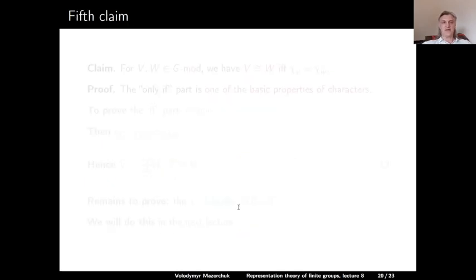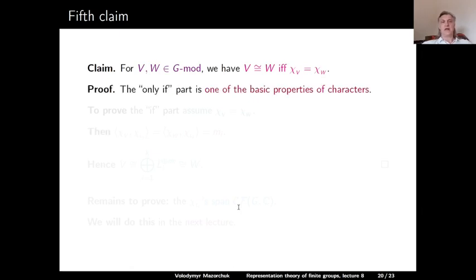And finally, the fifth claim. Two G modules are isomorphic if and only if their characters are equal. And the only if part is one of the basic properties. So if two modules are isomorphic, then the characters are equal. So there are no problems with that. So let us prove the if part.